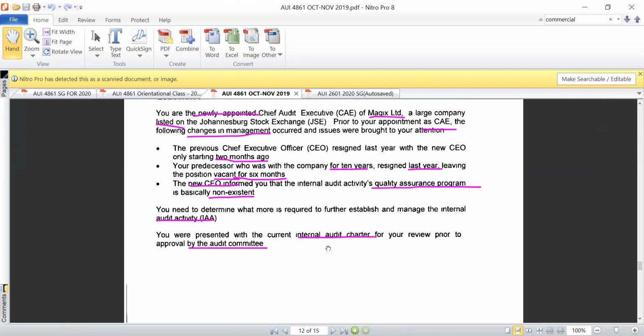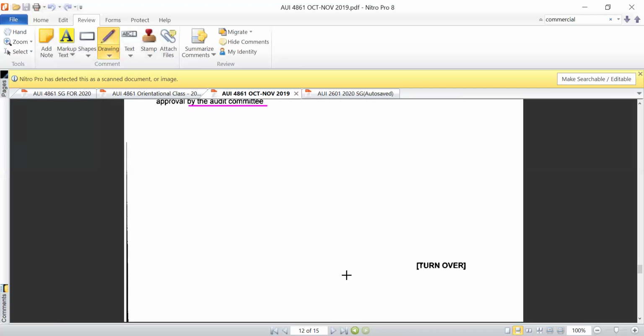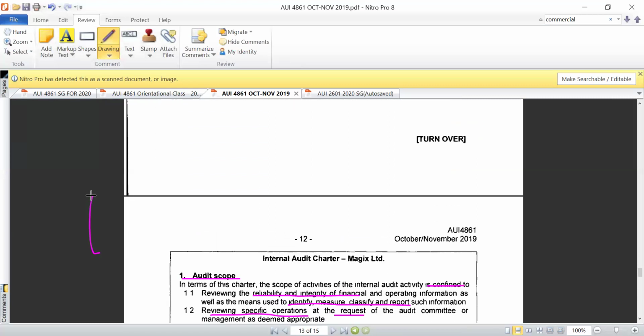Now, you were presented with the current internal audit charter for your review, right? So this is what they currently have. Let me just highlight this. This has been presented to you for your review prior to approval by the audit committee. So in other words, what they presented to you is what I would call a draft internal audit charter. Why am I saying draft? Because it is subject to approval by the audit committee. The only time it's established is if it has been approved by the audit committee. But in this case, it seems like it hasn't yet passed that stage.